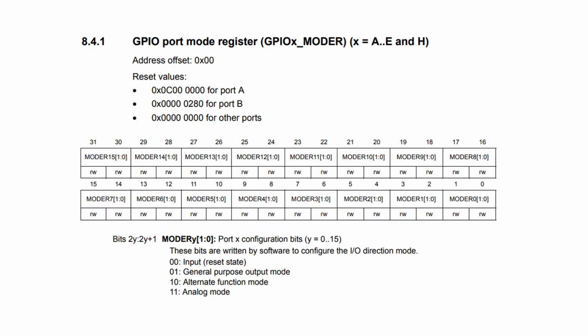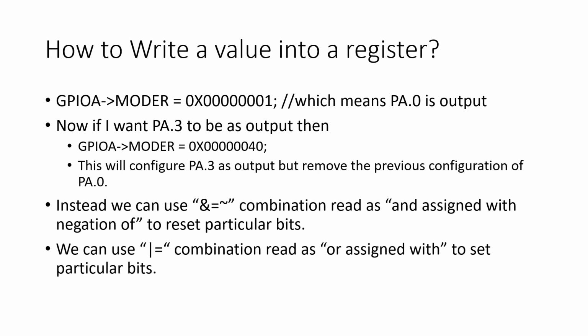And then this is the mode register, the GPIO mode register. If you want, you can take a look, because I'm not going to explain in detail how to put values into the mode register. As I mentioned earlier, to write a value into a register, we'll always be using AND equal to negation of the combination, and OR equal to the combination. AND equal to negation we'll be using to reset particular bits whichever we are intending to, and OR equal to we'll be using to set particular bits.